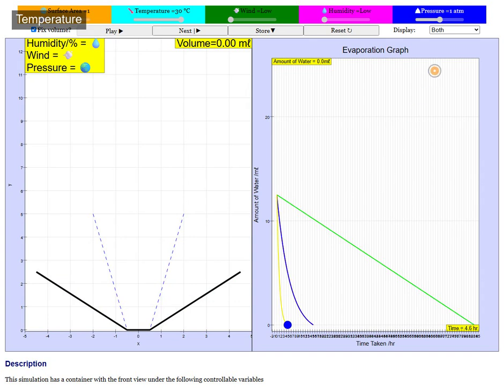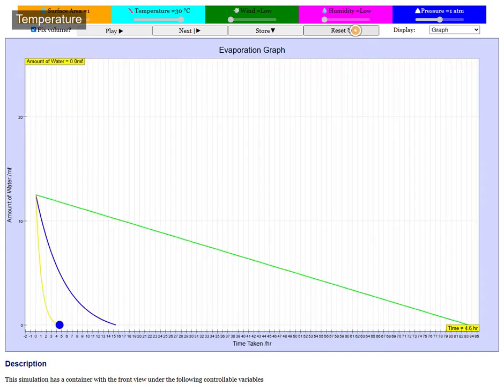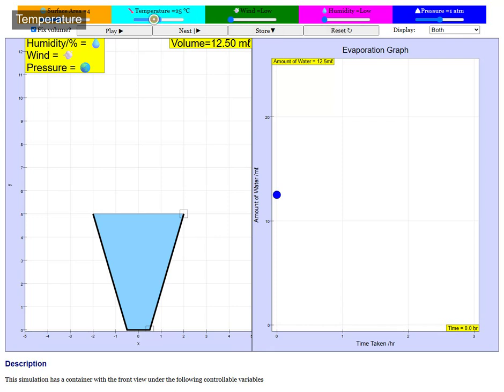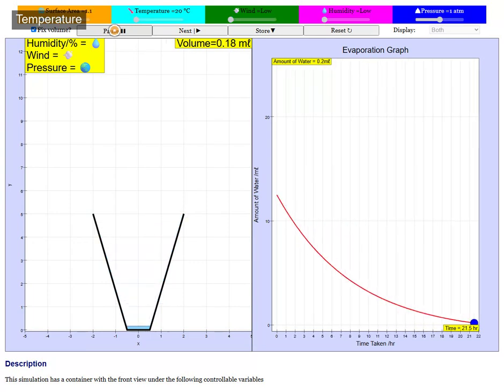Temperature is more moderate but still clear. 20 degrees evaporates slowest, 25 is in between, and 30 degrees is fastest. Students should notice that hotter surroundings steepen the graph.